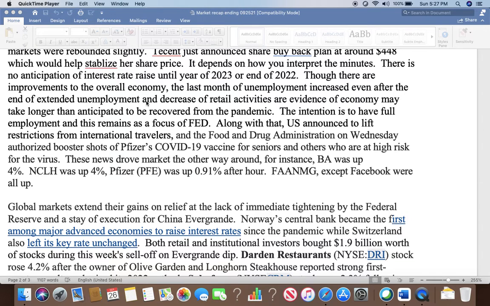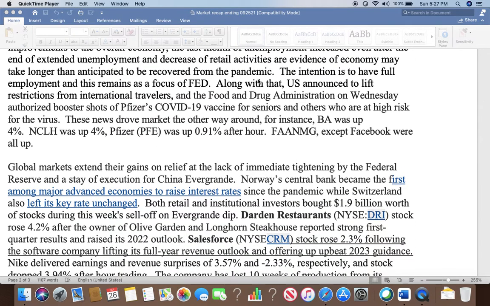Though there are improvements to the overall economy, last month unemployment increased even after the end of extended unemployment benefits, and the decrease in retail activity is evidence the economy may take longer than anticipated to recover from the pandemic. The intention is still to have full employment. This remains a focus of the Fed.